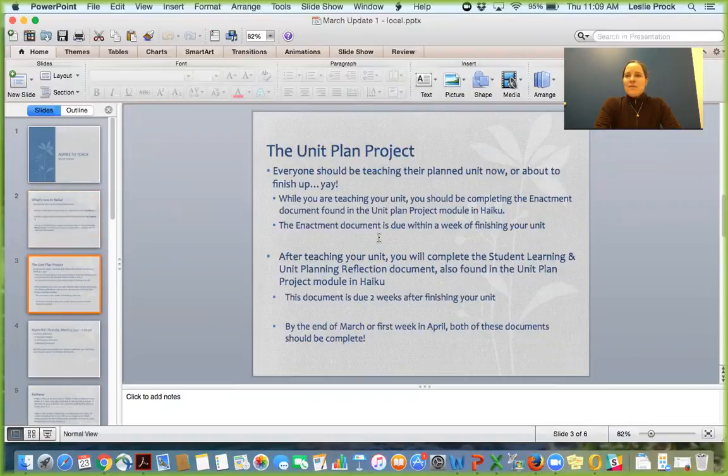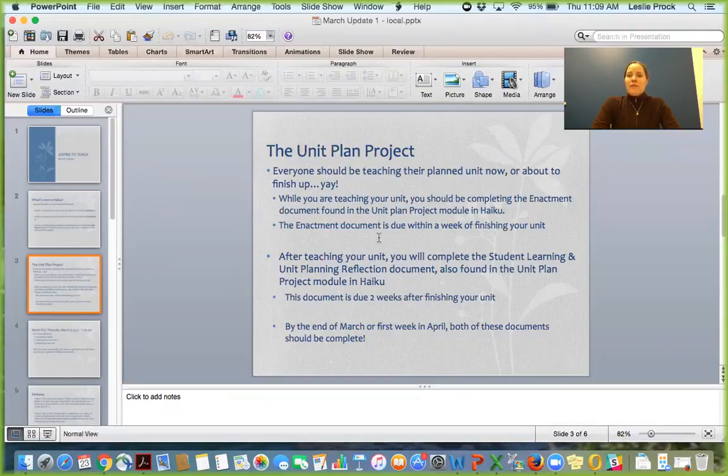Unit plan. Most of you should be teaching, have already taught, or just starting your unit. Everybody's done with the planning phase. So don't forget while you're teaching to complete the enactment document. You'll find that in the unit plan project module in Haiku also. It's due within a week after you finish your unit.